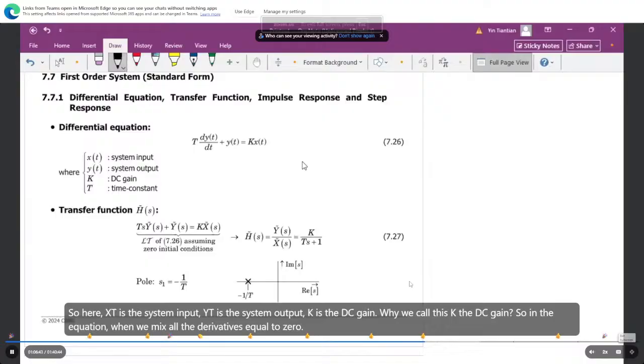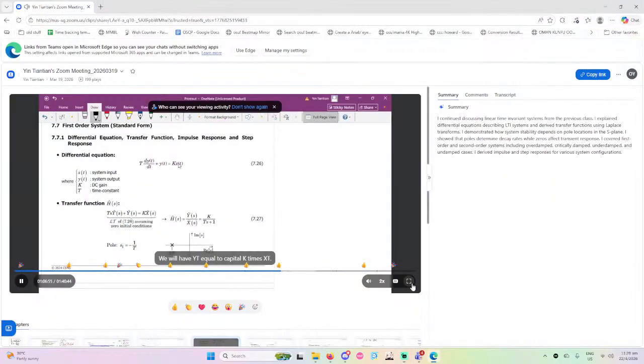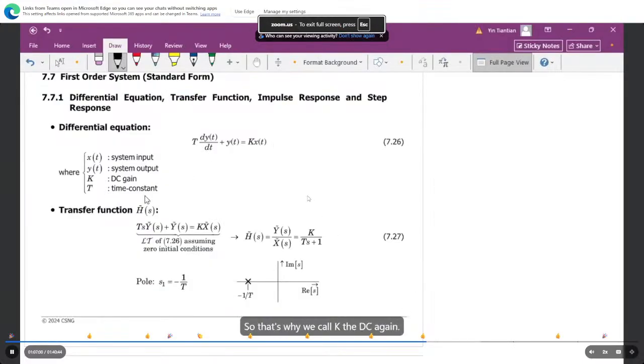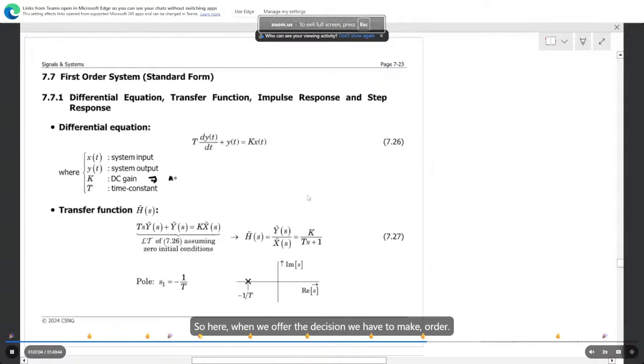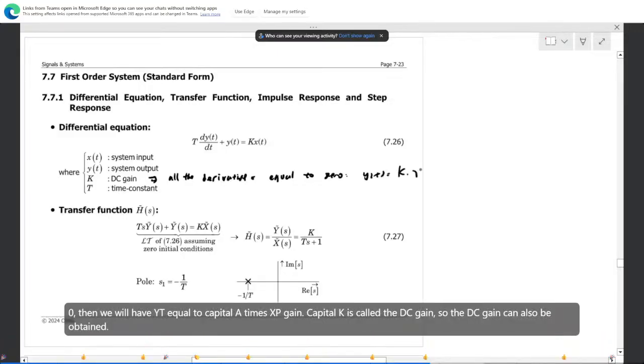Why do we call this K the DC gain? In the equation, when we make all the derivatives equal to 0, what do we have? We will have y(t) equal to capital K times x(t). That's why we call K the DC gain.